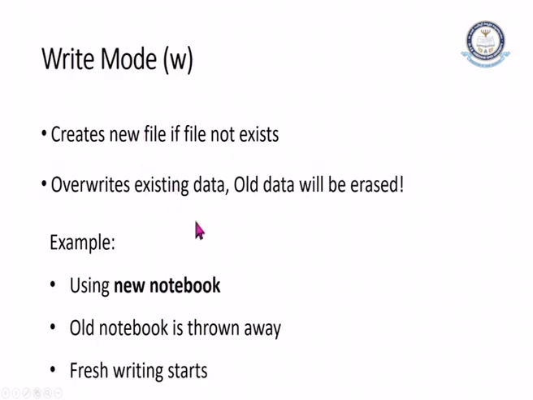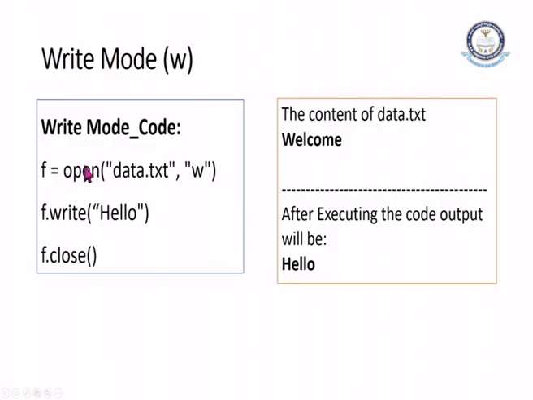Okay. Then how to implement this? How to write the code to implement write mode? See, object name, assignment, open. Open is a predefined function, and the file name with which you want to work, data.txt, comma, in which mode you want to open it. Currently we are discussing write mode, so that is why you must write W here, an important point. Assume that I have a file data.txt and the content we have in that is welcome.